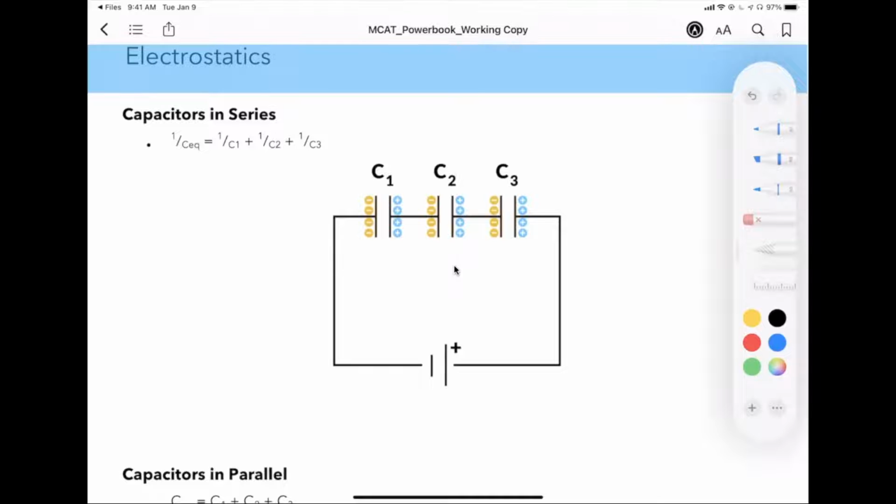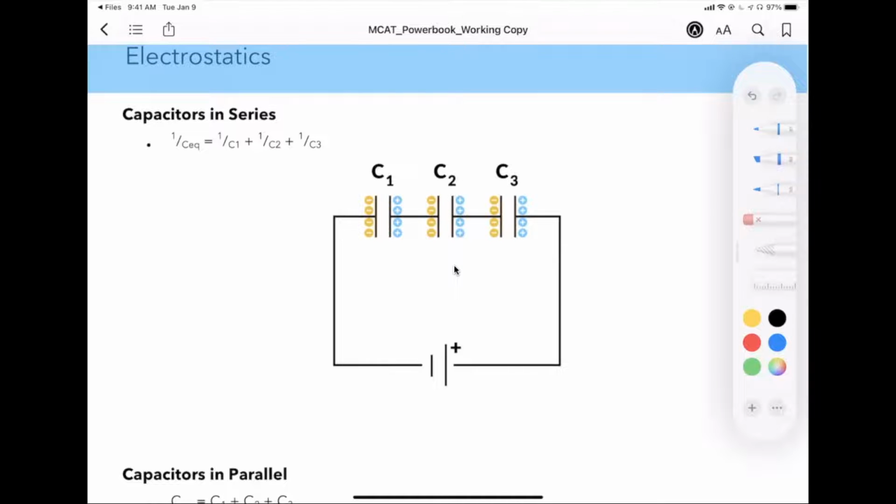What that means is that the total voltage, the same voltage that's established by the battery, is actually going to be the sum of all the individual voltages. So V1 plus V2 plus V3. And so the total voltage for capacitors placed in series is equal to the sum of the individual voltages.